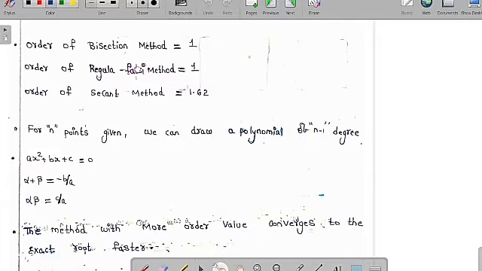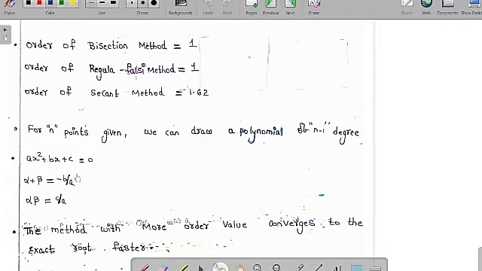These are very important things that you need to remember, because questions have already been asked on them. For n points given, we can draw a polynomial of degree n minus 1. You can see clearly that with 2 points you can draw a straight line, and a straight line has order 1. So with n points we can draw a polynomial of degree n minus 1. For example, if you take 2 points, n is equal to 2, and with these 2 points you get a straight line, a polynomial of degree 1. So 2 minus 1 is 1. That is the reason that with n points we can draw a polynomial with highest power n minus 1.